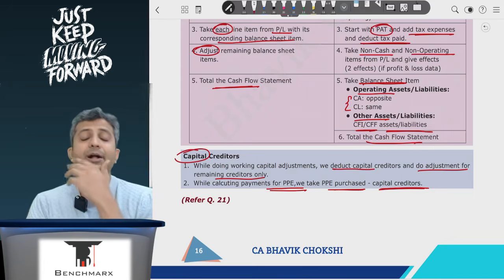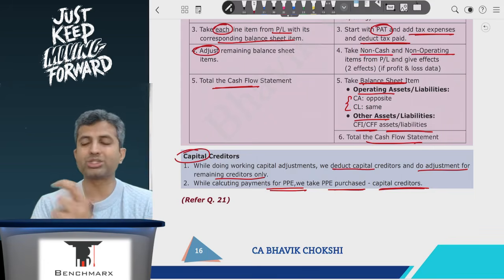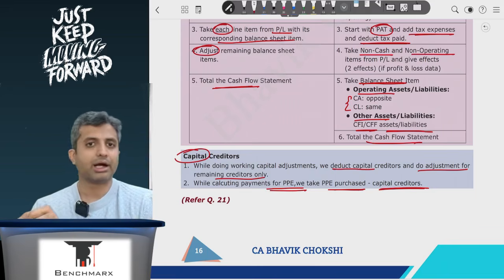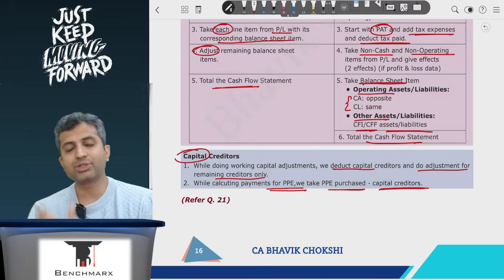Like for example, if your opening capital creditors was 0, closing is 20, you might say that okay, that means 20 is paid less for the operations. Well, no. Well, this 20 is payable for a fixed asset.